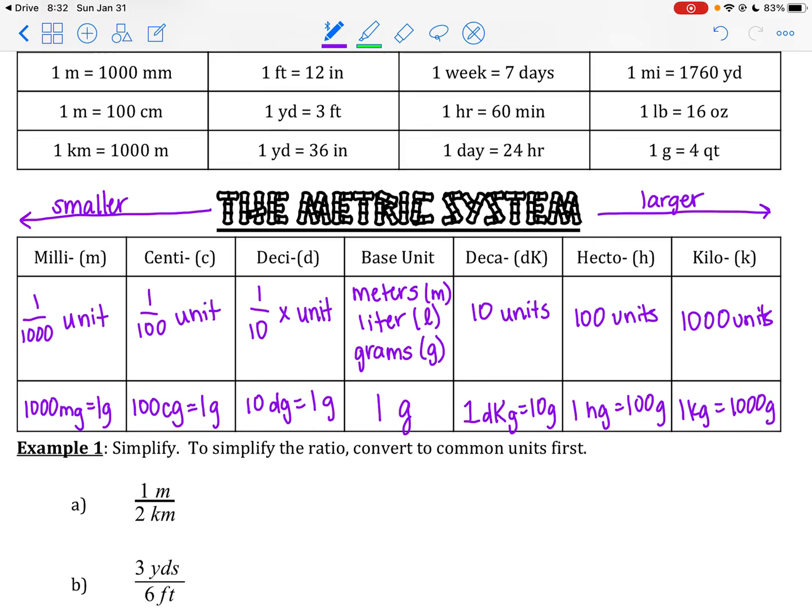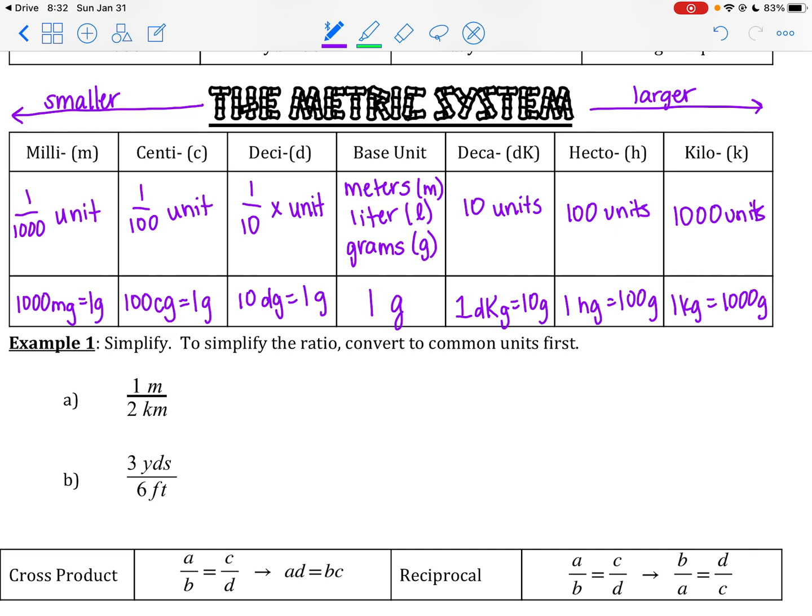So depending on what unit you're using, you can use these in ratios. Ratios compare two things. One thing about ratios is that they have no units. So if we have a ratio set up with units, we need to get them into common units first. So we're going to convert to common units first. Here I have 1 meter to 2 kilometers as the ratio. This would be like a ratio on a scale model or something. So 1 meter to 2 kilometers.